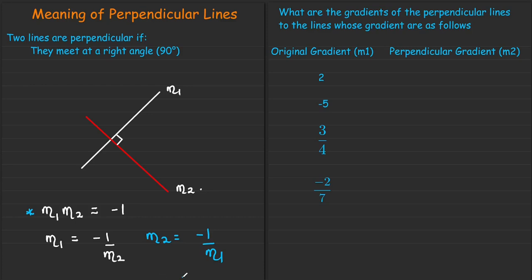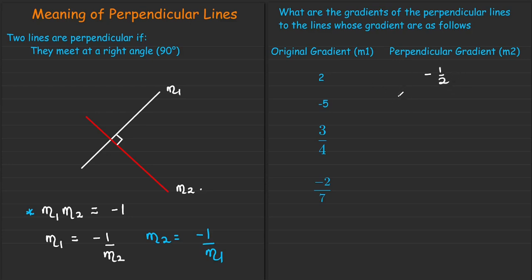So before we actually solve some questions that will result in equations of lines, let's look at this we have over here. It says, what are the gradients of the perpendicular lines to the lines whose gradients are as follows? So for the first one, we have the original gradient being 2. If there's a line that is perpendicular to this one, what would be the gradient of that line? We said if this is M1, then M2 is the negative reciprocal. So you put a negative, then the reciprocal of 2. Reciprocal of 2 is 1 over 2.